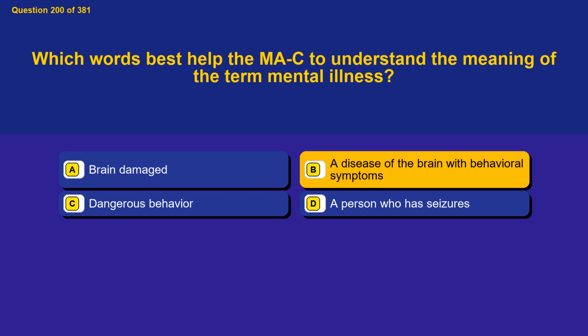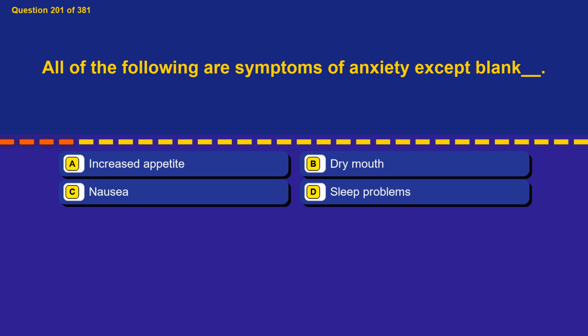The correct answer is option B, a disease of the brain with behavioral symptoms. Question 201. All of the following are symptoms of anxiety except blank blank. Option A, increased appetite. Option B, a dry mouth. Option C, nausea. Option D, sleep problems.